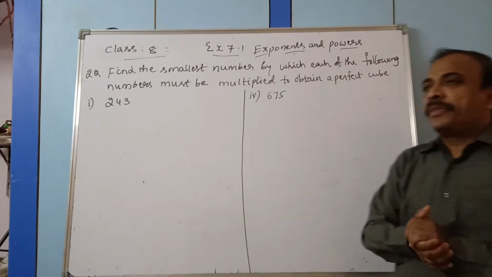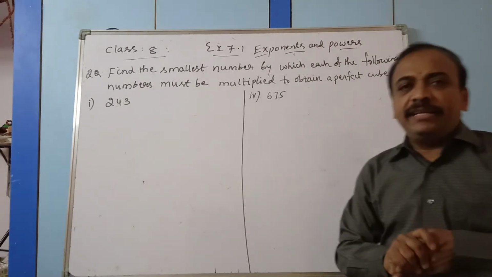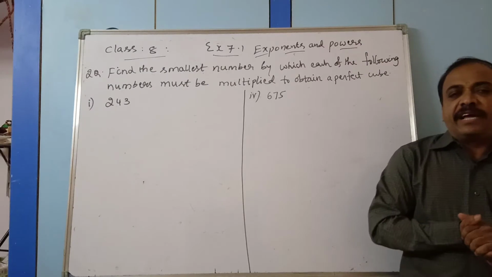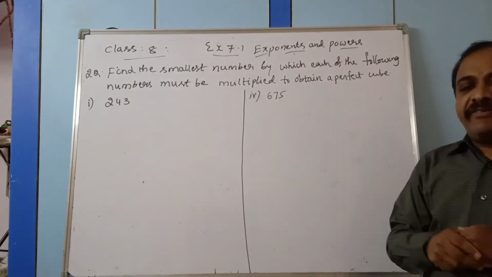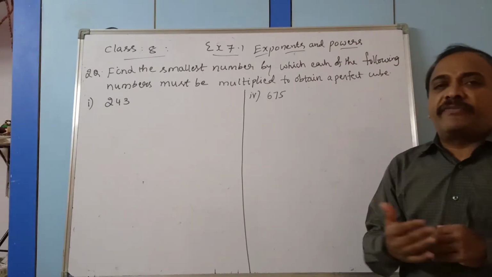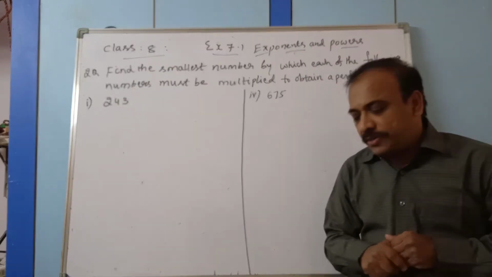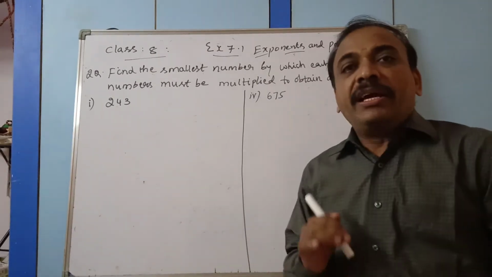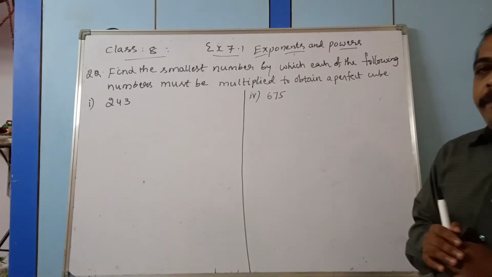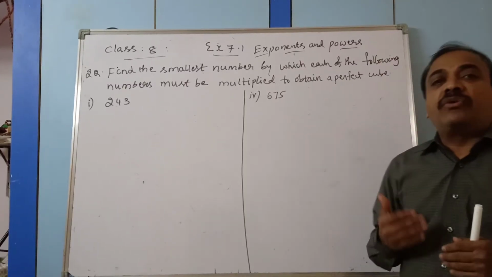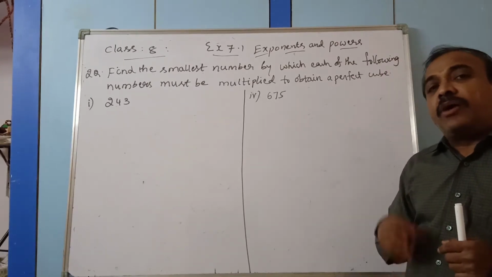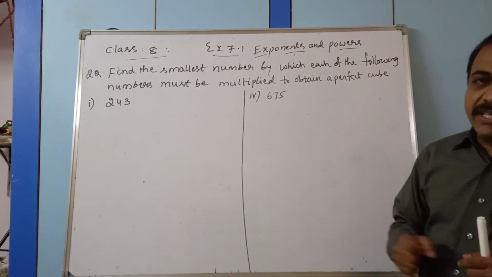Hi students, I hope you understood how to find, by using prime factorization, whether the given number is a perfect cube or not. So in today's session we are going to discuss, if it is not a perfect cube, by what number we have to multiply. By multiplying with the least number, how can we make it a perfect cube?